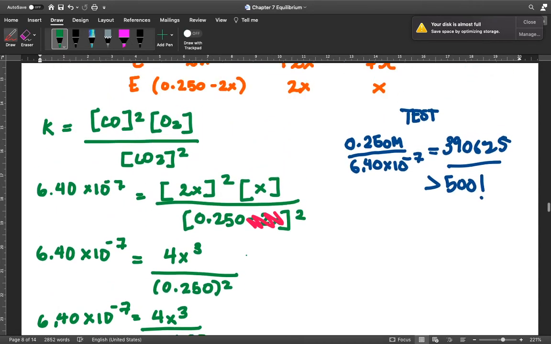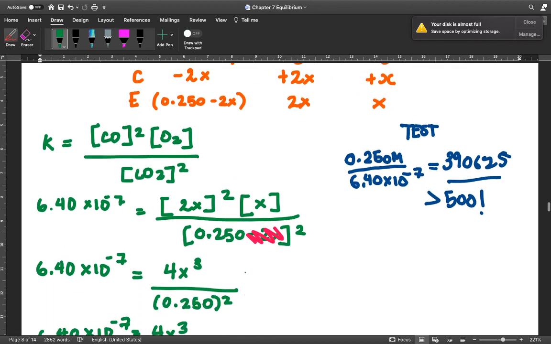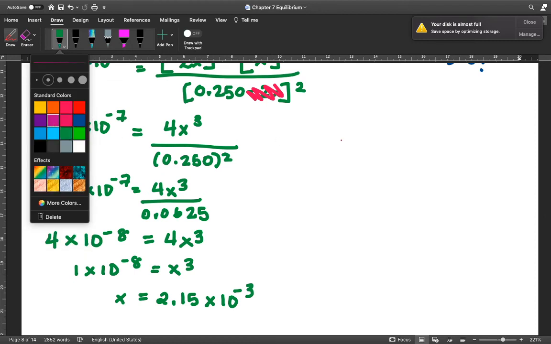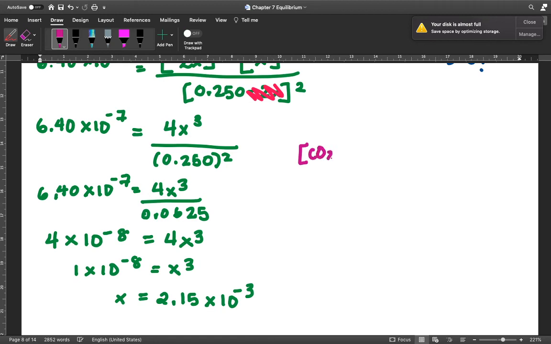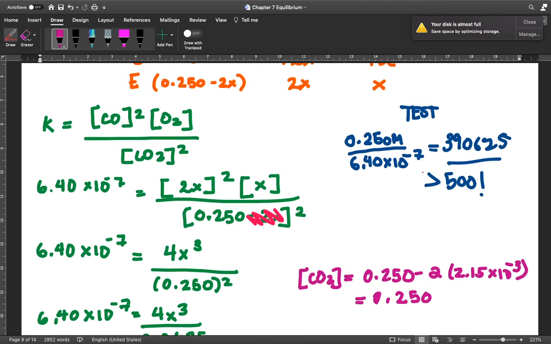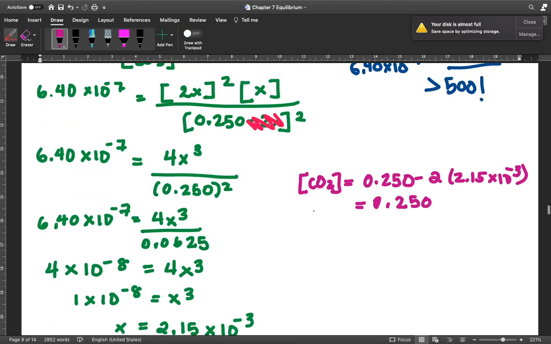Now that I know my x value, I can easily use that to find my concentrations at equilibrium. So let me just change the color here. Let's use purple. So to find the concentration of the CO2, I know that I have to take 0.250 minus 2 times 2.15 times 10 to the power of negative 3. And this change still gives me 0.250, right? That makes sense because remember the assumption that we made. We made the assumption that whatever change was taking place was going to be a negligible amount. Because that was the case, when I rounded, I would get 0.245, which I can round to 0.250.